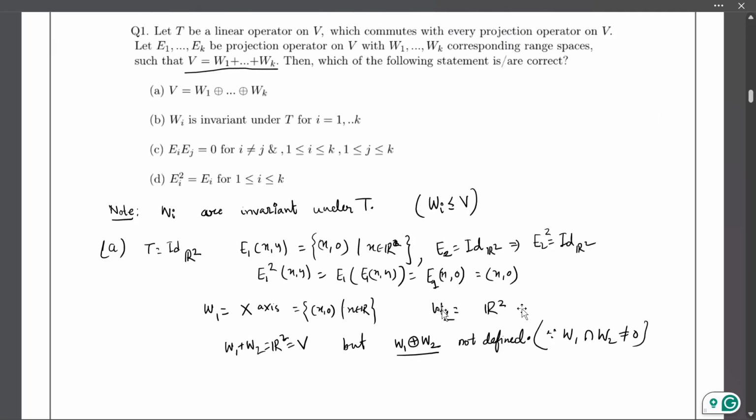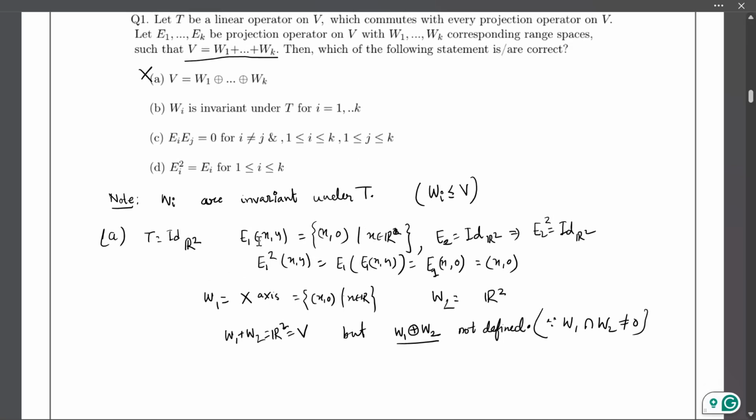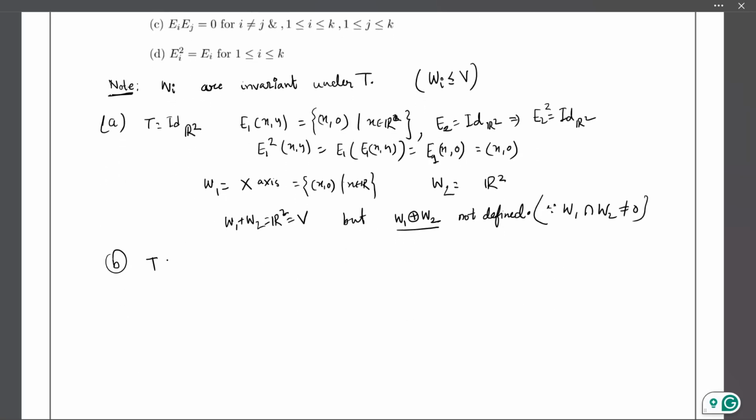Okay. What about the WIs being invariant under T? This is the first observation: if T commutes with S, then the kernel of S and the range of S are T invariant. From that theorem it follows. How does it follow? Let me write it here. If TS is equal to ST, then the range of S and the kernel of S are T invariant.